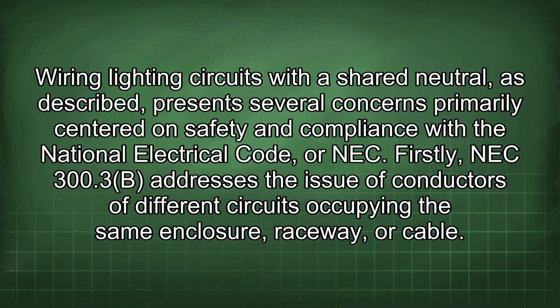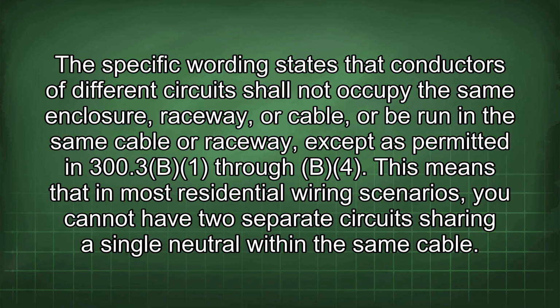Wiring lighting circuits with a shared neutral, as described, presents several concerns primarily centered on safety and compliance with the National Electrical Code, or NEC. Firstly, NEC 300.3(B) addresses the issue of conductors of different circuits occupying the same enclosure, raceway, or cable. The specific wording states that conductors of different circuits shall not occupy the same enclosure, raceway, or cable, or be run in the same cable or raceway except as permitted in 300.3(B)(1) through (B)(4).